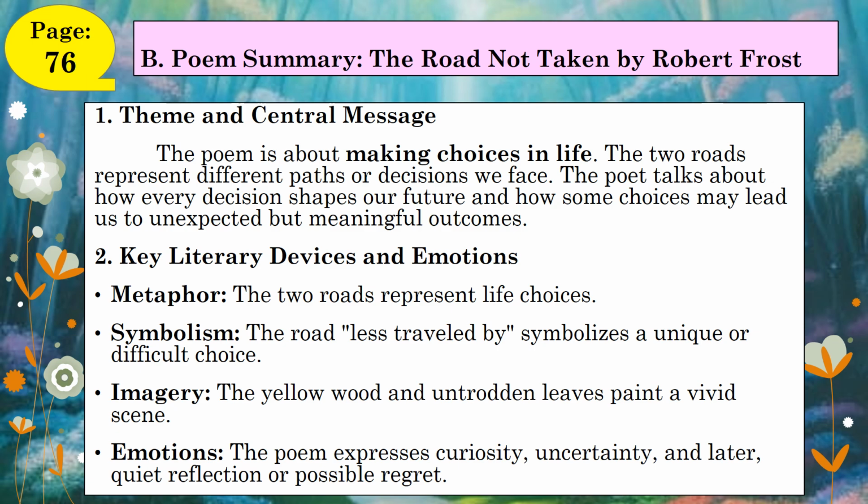2. Key literary devices and emotions. Metaphor. The two roads represent life choices. Symbolism. The road less traveled by symbolizes a unique or difficult choice. Imagery. The yellow wood and untrodden leaves paint a vivid scene. Emotions. The poem expresses curiosity, uncertainty, and later, quiet reflection or regret. This deep and reflective poem reminds us that our choices define us, even the quiet ones we make alone. Let's continue with the next section.